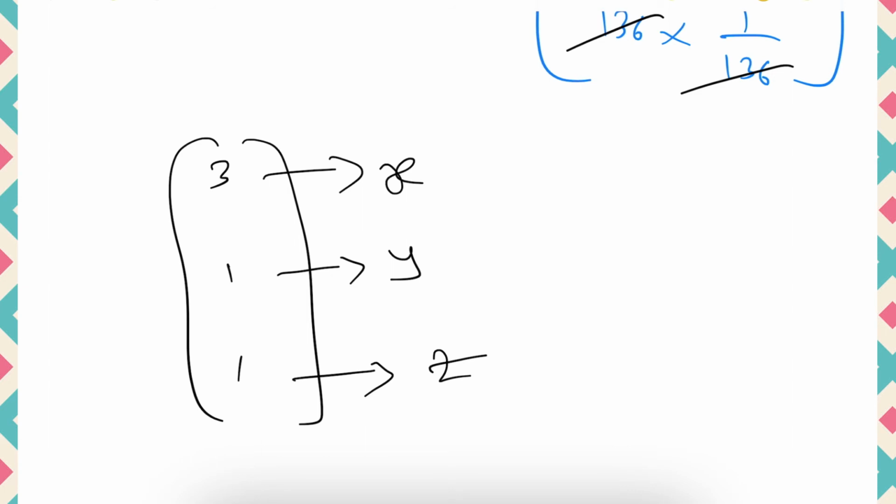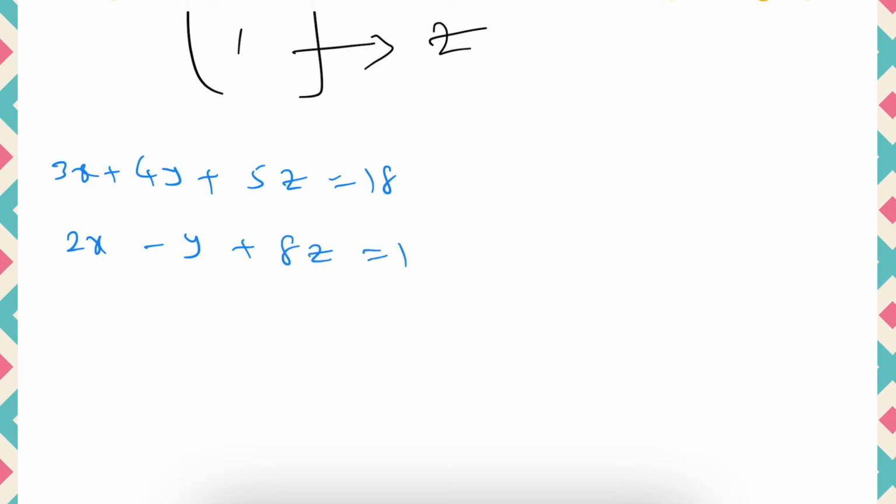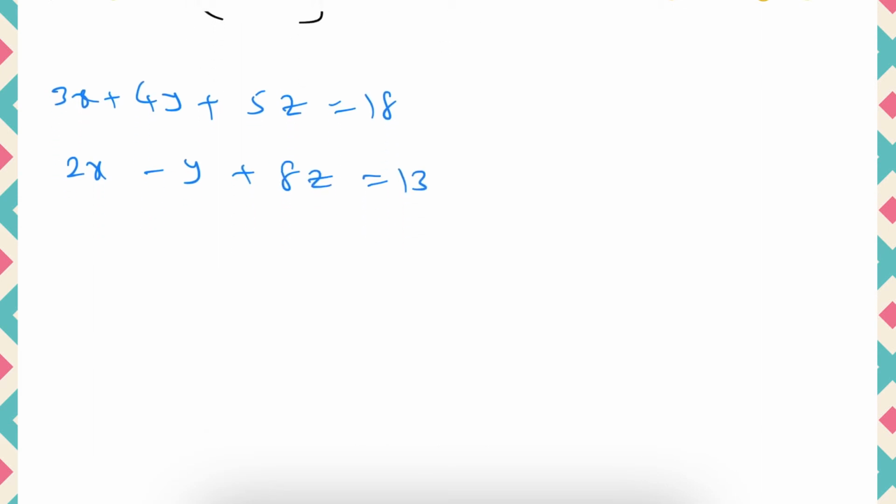Okay, now the same equations again we are going to solve by the Gauss-Jordan method. Let me write the equations again. 3x plus 4y plus 5z equals 18. 2x minus y plus 8z equals 13. 5x minus 2y plus 7z equals 20.